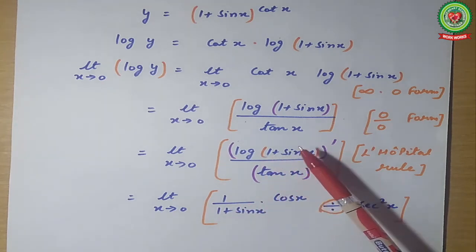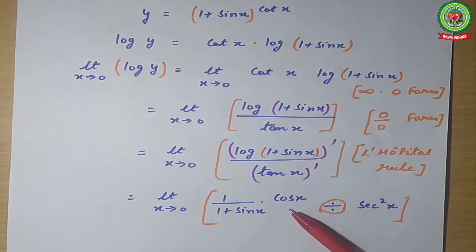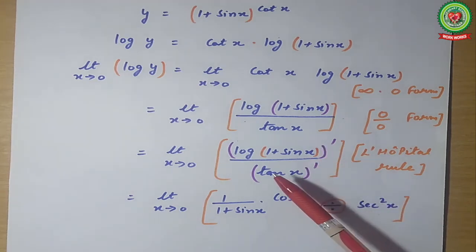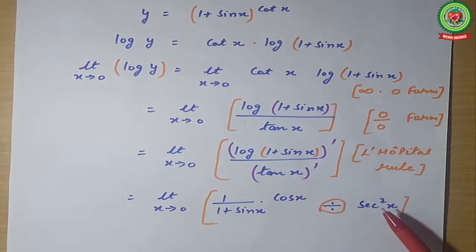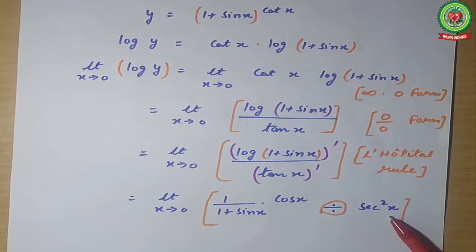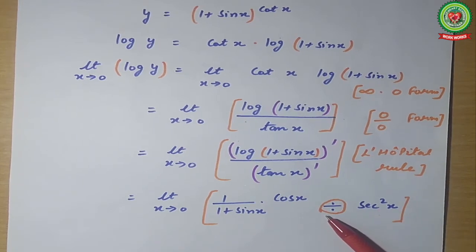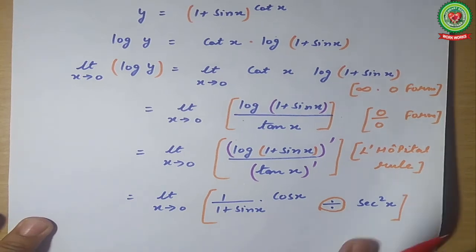1 d/dx is 0. So sin x differentiation is cos x. Divide sign in between these two fractions. Divide sign is as it is there. Tan x differentiation is secant square x. We can write secant square x as 1 upon cos square x. And this divide sign will change into multiply. When this sign changes into multiply, you will get the value there.